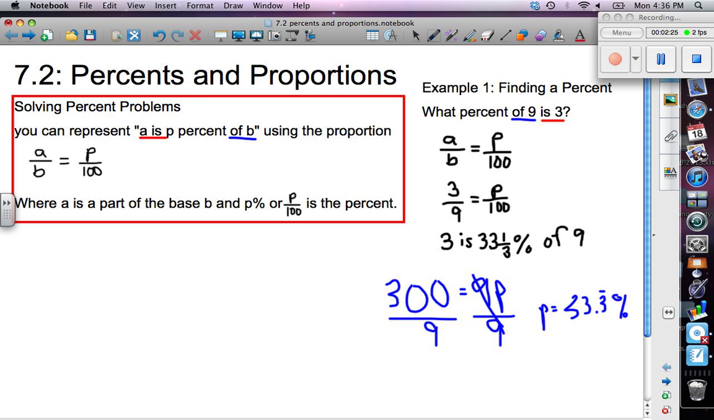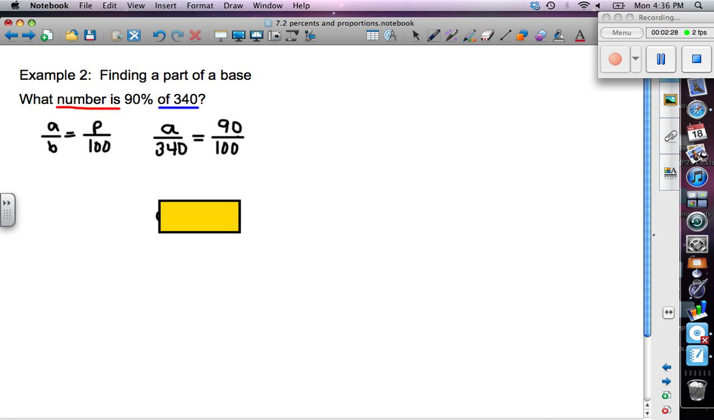All right, let's try a few more. So, find a part of a base. In this type of example, we don't know what B is. So if you have the problem that says, what number is 90% of 340, they're giving us the B, and they're giving us the percent. So we're actually solving for A because we're finding a part of a base. In the same situation here, we cross multiply and then solve for A. So A equals 306.